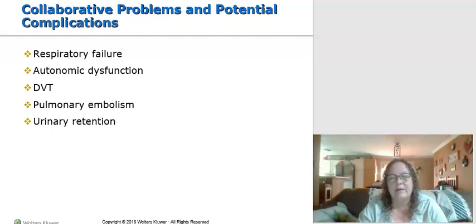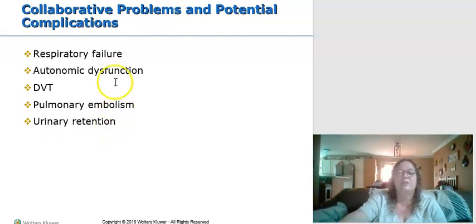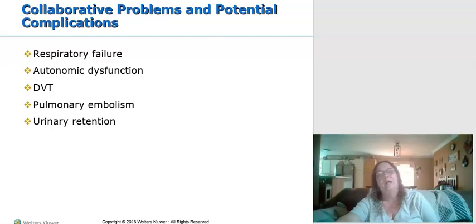DVT, pulmonary embolus, urinary retention. So we want to prevent and monitor for signs and symptoms and treat quickly any of these complications. So respiratory care, we want to do respiratory exercise as long as they can. They may end up intubated.